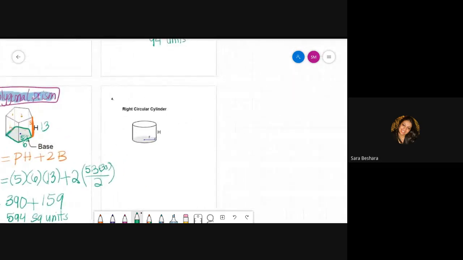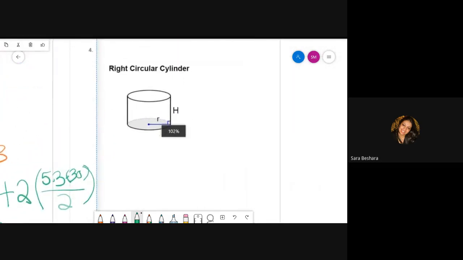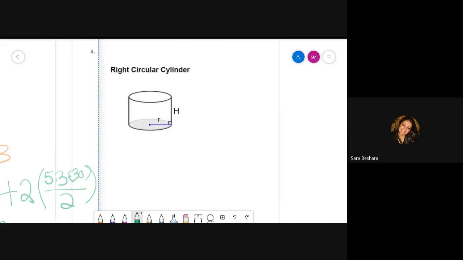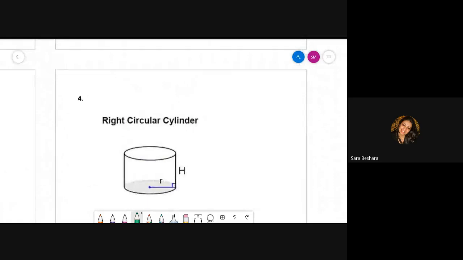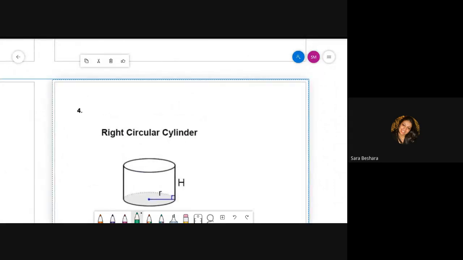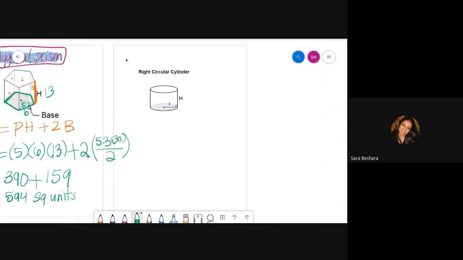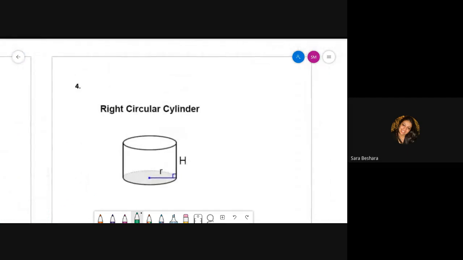All right, the next shape would be the right cylinder. It's a circular cylinder. Now, we have not covered other than a circular cylinder. Again, the surface area doesn't change from a cylinder to a prism. It's the same. Remember, they do share some of the properties. So it is the lateral area plus the area of the base. And again, because we have a bottom and a top base, it's 2B.